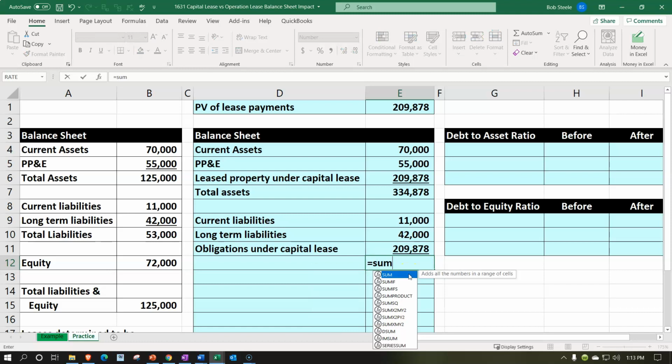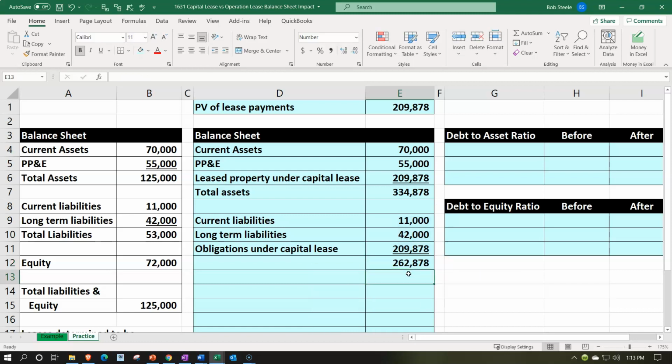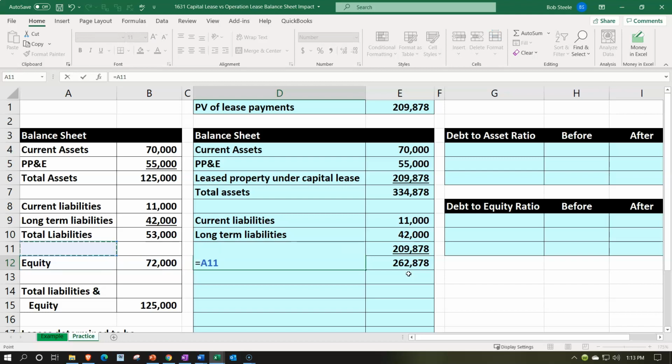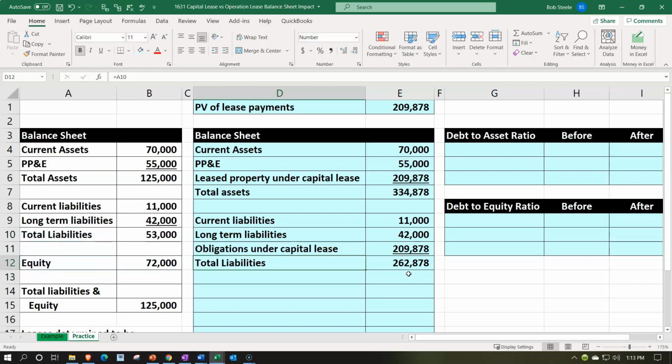So we're going to sum this up, summing up over here, and that's going to give us our total. Let's call it total liabilities. Let's actually bring that in from this side. Total liabilities. So there we have that.